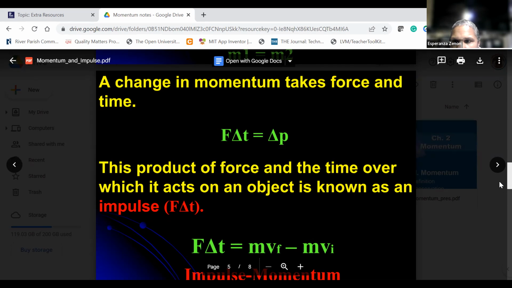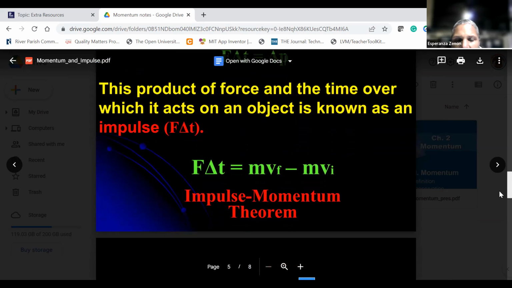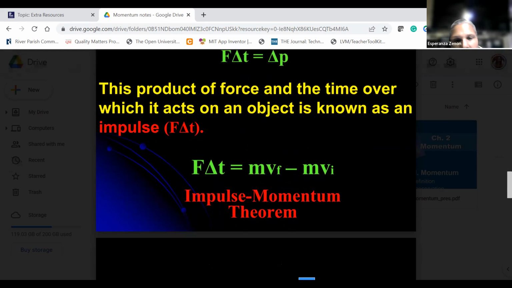Okay. So that relationship that you see here in this last equation is called the impulse momentum theorem. It relates impulse, force times change in time, to change in momentum, the difference between the starting momentum and the final momentum.